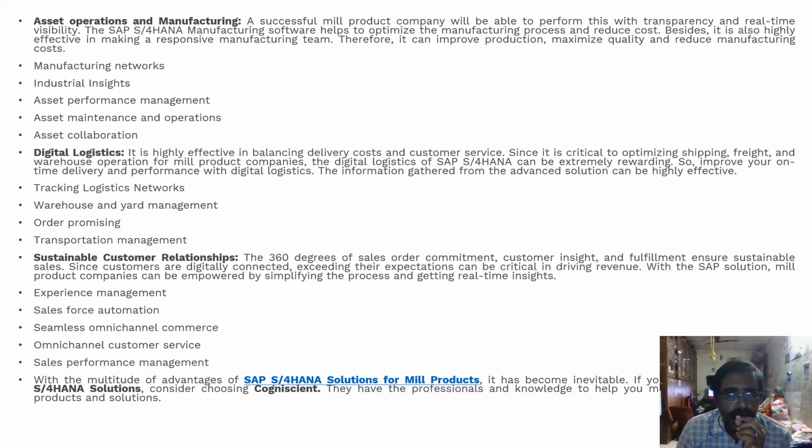A successful mill product company will be able to perform all these asset operations and manufacturing with transparency and real-time visibility to the business and stakeholders or business leads. The SAP S/4HANA manufacturing software helps to optimize the manufacturing process and reduce the cost and delays. Besides, it also enables highly effective decision making and optimized response for the manufacturing team. Therefore, it can improve production, maximize quality, and reduce manufacturing cost.